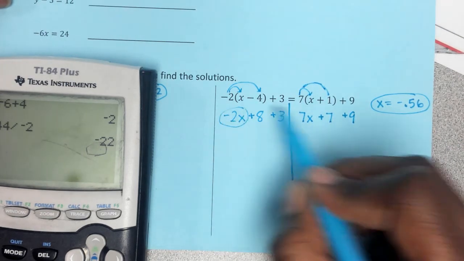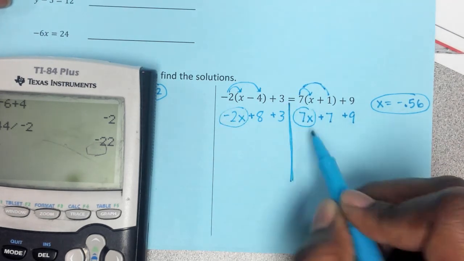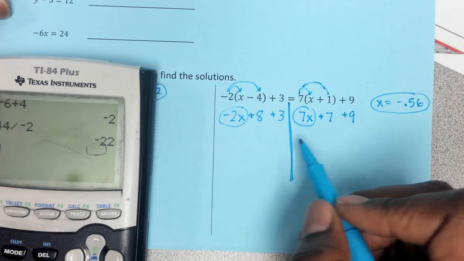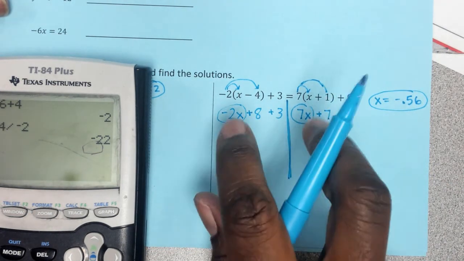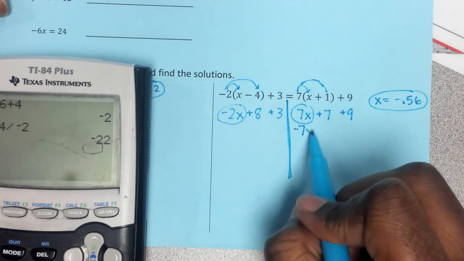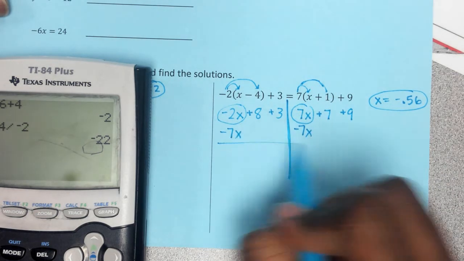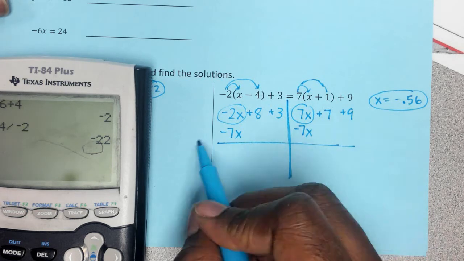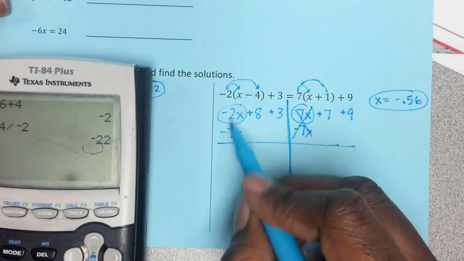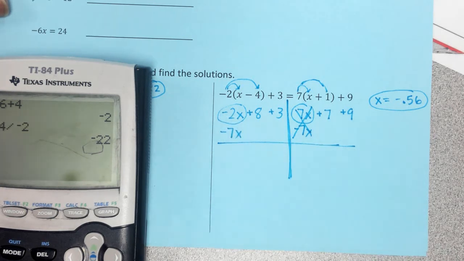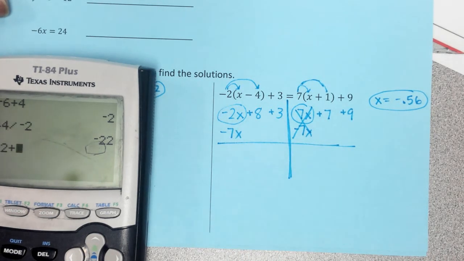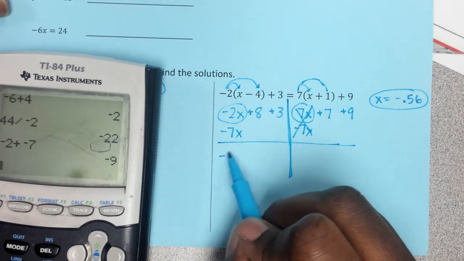Now this is different because the x's are on opposite sides. So you cannot just add them because they're on opposite sides. You have to do the opposite to bring your x's to the left. Now I can add it. This is negative 2 plus negative 7. And you should get negative 9x.